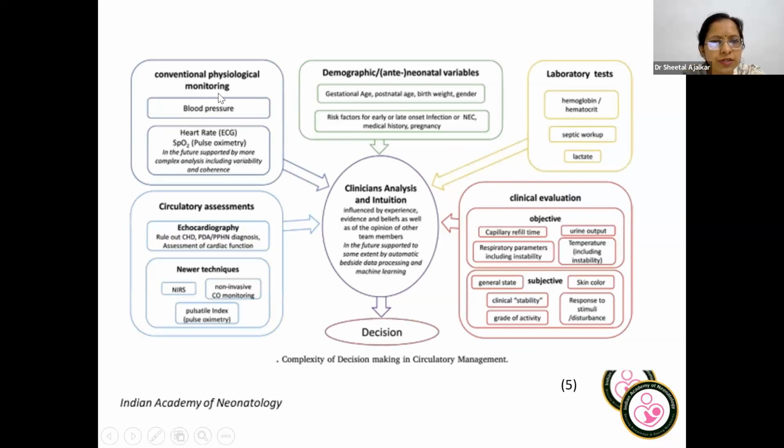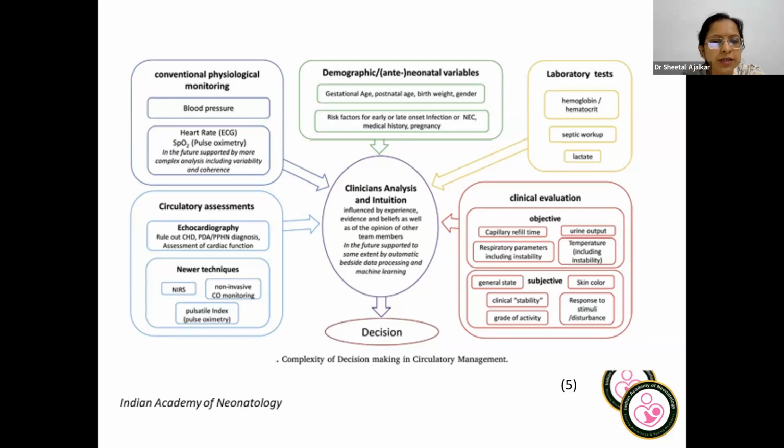Conventional physiological monitoring is blood pressure monitoring, heart rate, ECG, saturation, and other things. We have to look at the baby's postnatal age, birth weight, and gender, as I told. Then risk factors for early or late onset infection or NEC in the medical history and pregnancy. Then we also need a circulatory assessment like echocardiography. This is the most upcoming thing in management of any hemodynamic issue in neonates. Bedside 2D echo will rule out congenital cardiac disease, PDA, and PPH diagnosis, and it is useful for assessment of cardiac function and even the flow states.